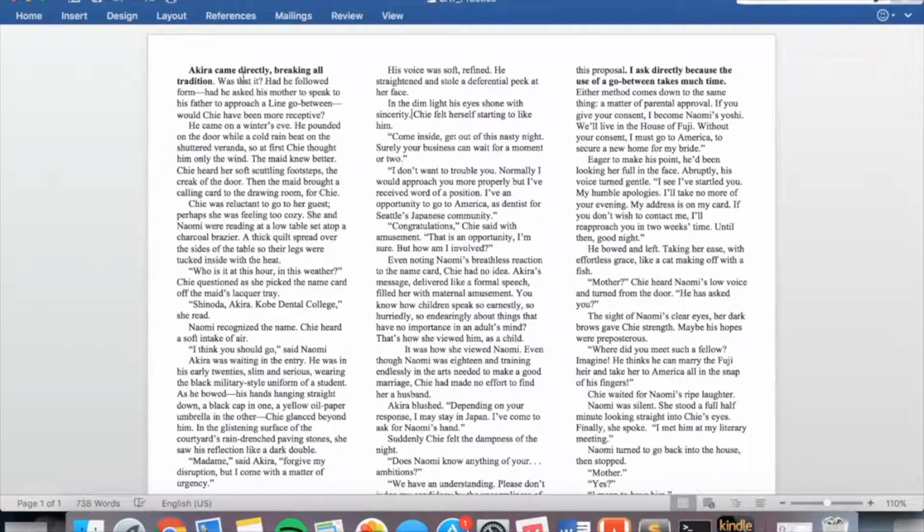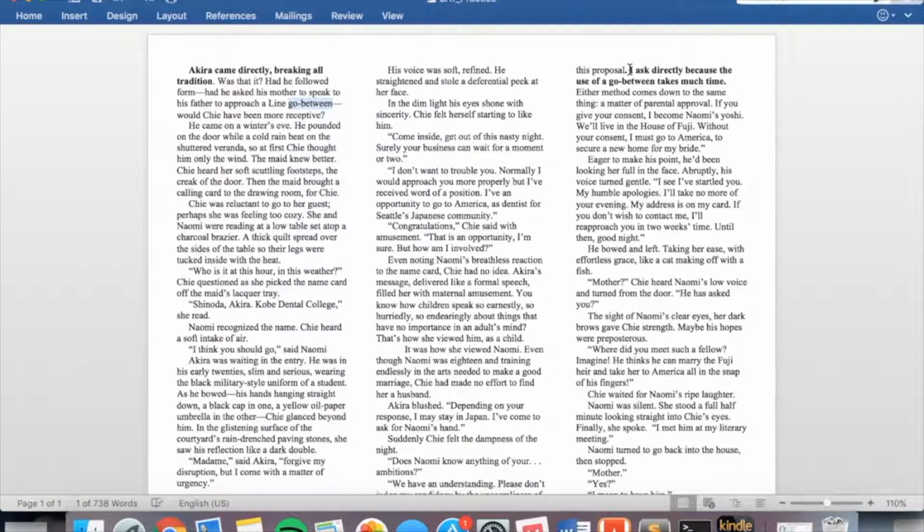So I'm going to read a few sentences in and see if I can get more information. Was that it? Had he followed form? Had he asked his mother to speak to his father to approach a line go-between, etc., etc. And so we kind of get the sense that coming directly is in opposition to a go-between.